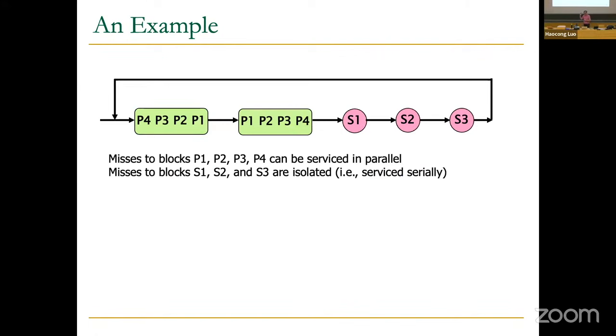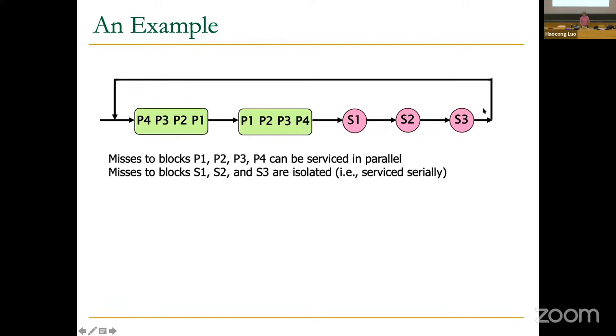I like this example. When we constructed it, I was quite happy. What we're going to look at is a cyclic access pattern. These are blocks to the same set, basically. Assume that this is your cache. You have only 4 blocks in your set, and you don't have anything else. And this is the access pattern that we're going to see to the cache. Basically, blocks P4, P3, P2, P1 are accessed in this order. And then you touch blocks P1, P2, P3, P4. And then you touch blocks S1, S2, S3. And then this access pattern repeats, as you can see.